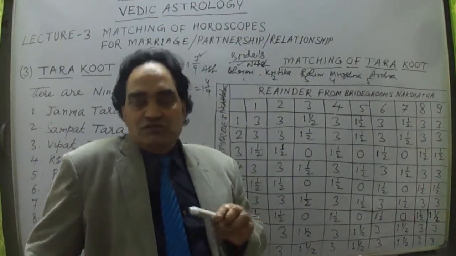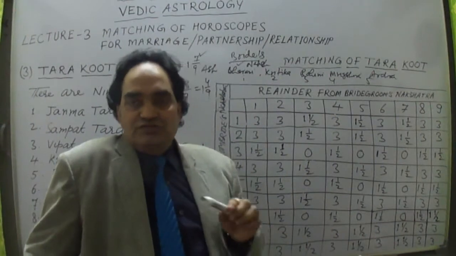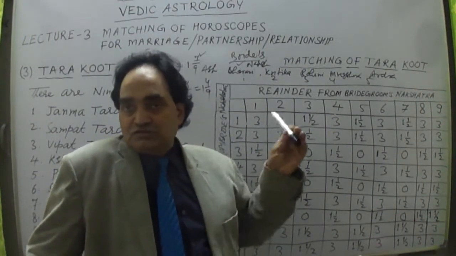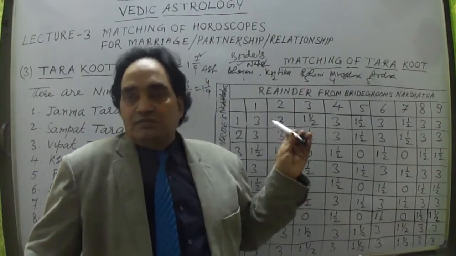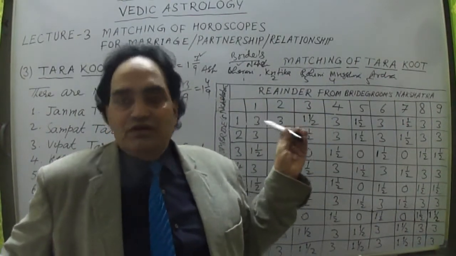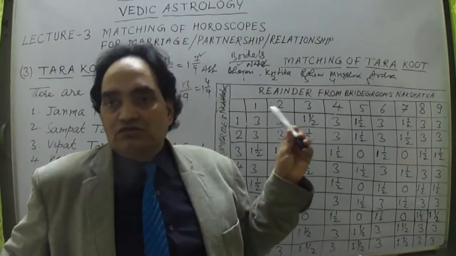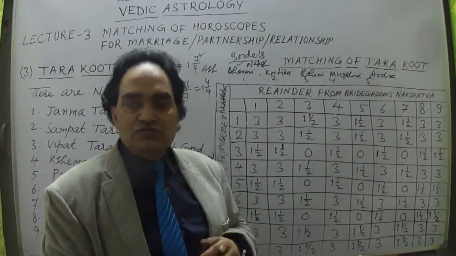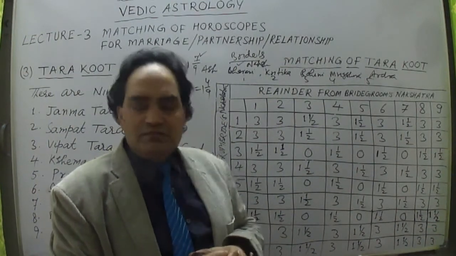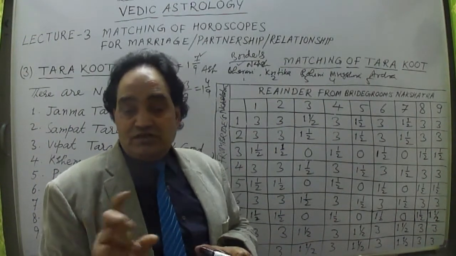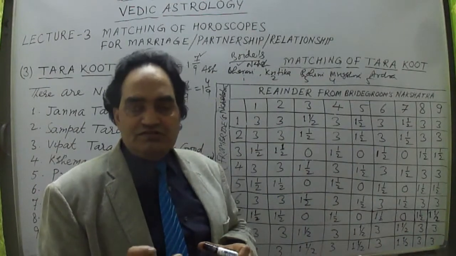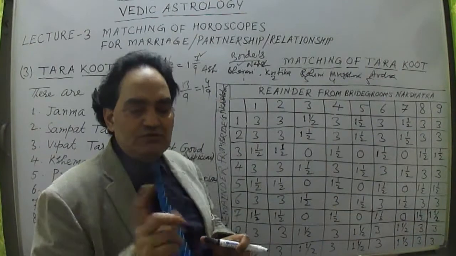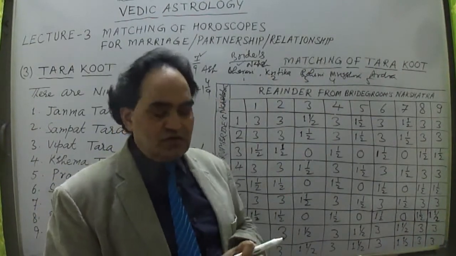The lords of the Rasis, the signs where the moon is placed, are either friendly or not friendly. That will depend upon it. If they are friendly, or they are enemies, how that calculation is done, I will talk about. Grahamaitri means the planets have friendship, or they are friends, or they are neutral, or they are enemies. In that way we have to calculate the Grahamaitri Koot, right?